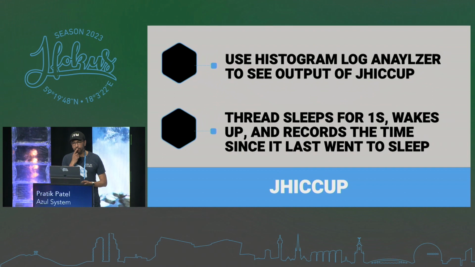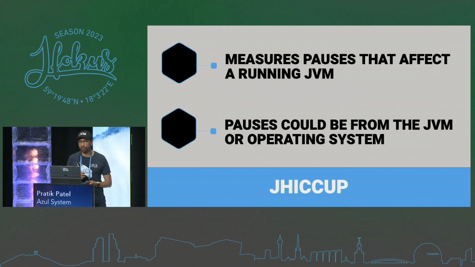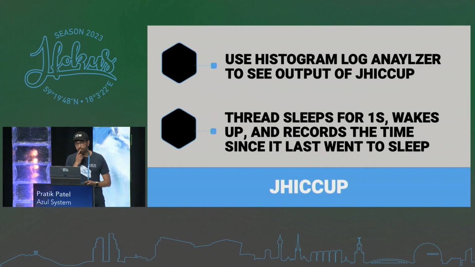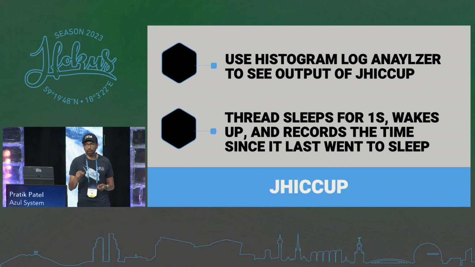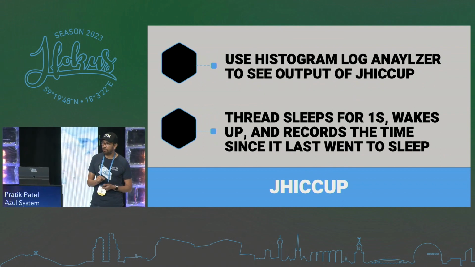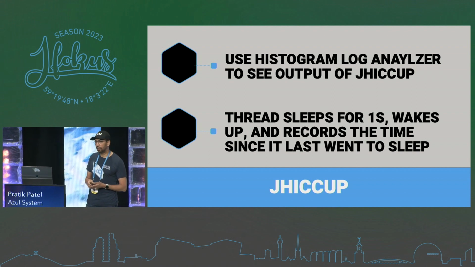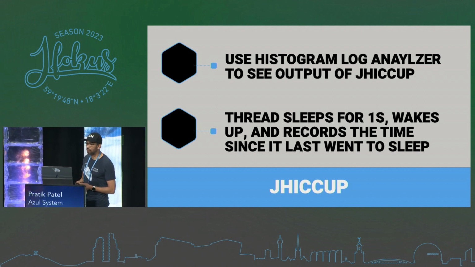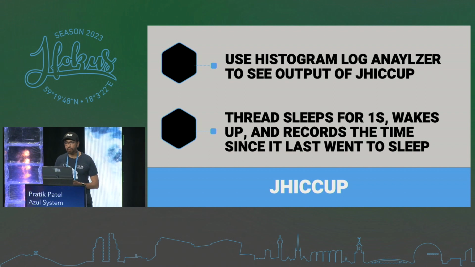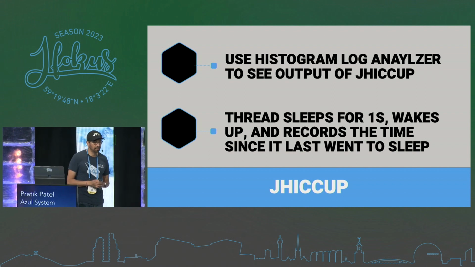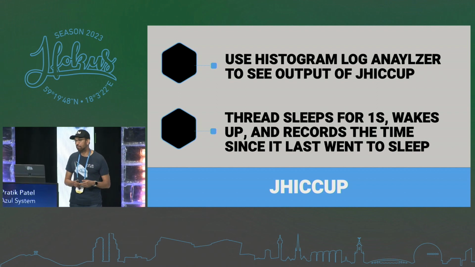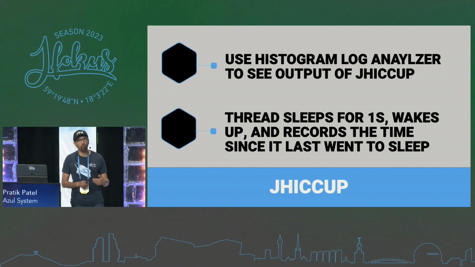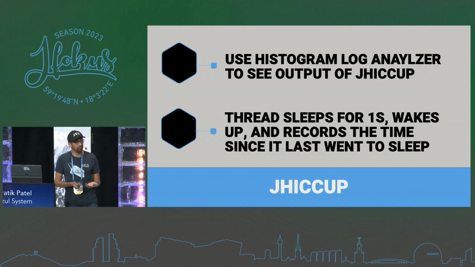Could be network, whatever. But what it does is it measures those pauses. And the way that it looks, well, we'll get to what it looks like in just a second. But what we get is this output of how long these pauses happened in the JVM, and then we can use a tool called a histogram log analyzer, which we'll look at in just a second. But the basic premise of JHiccup is that it sleeps for a small amount of time, 1 millisecond, and it wakes up and records the last time it was awake. That's basically the tool. It's that simple, okay?